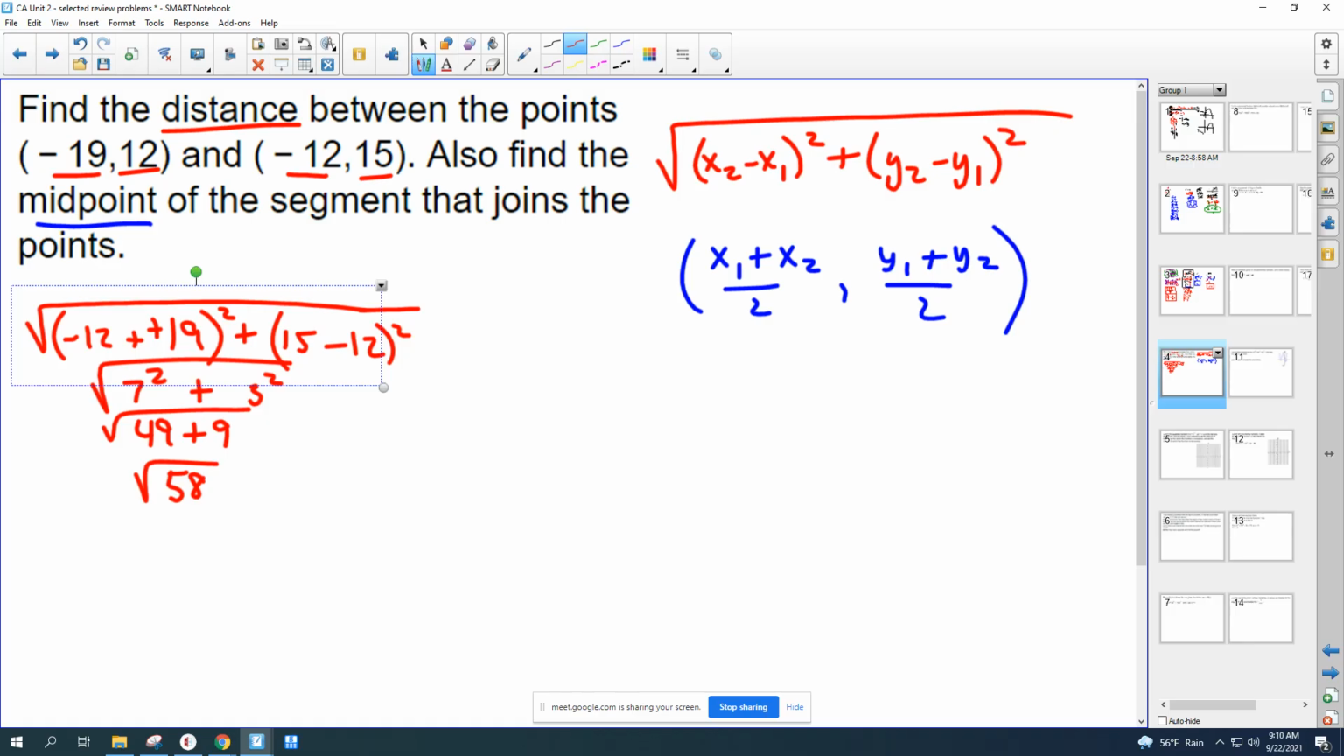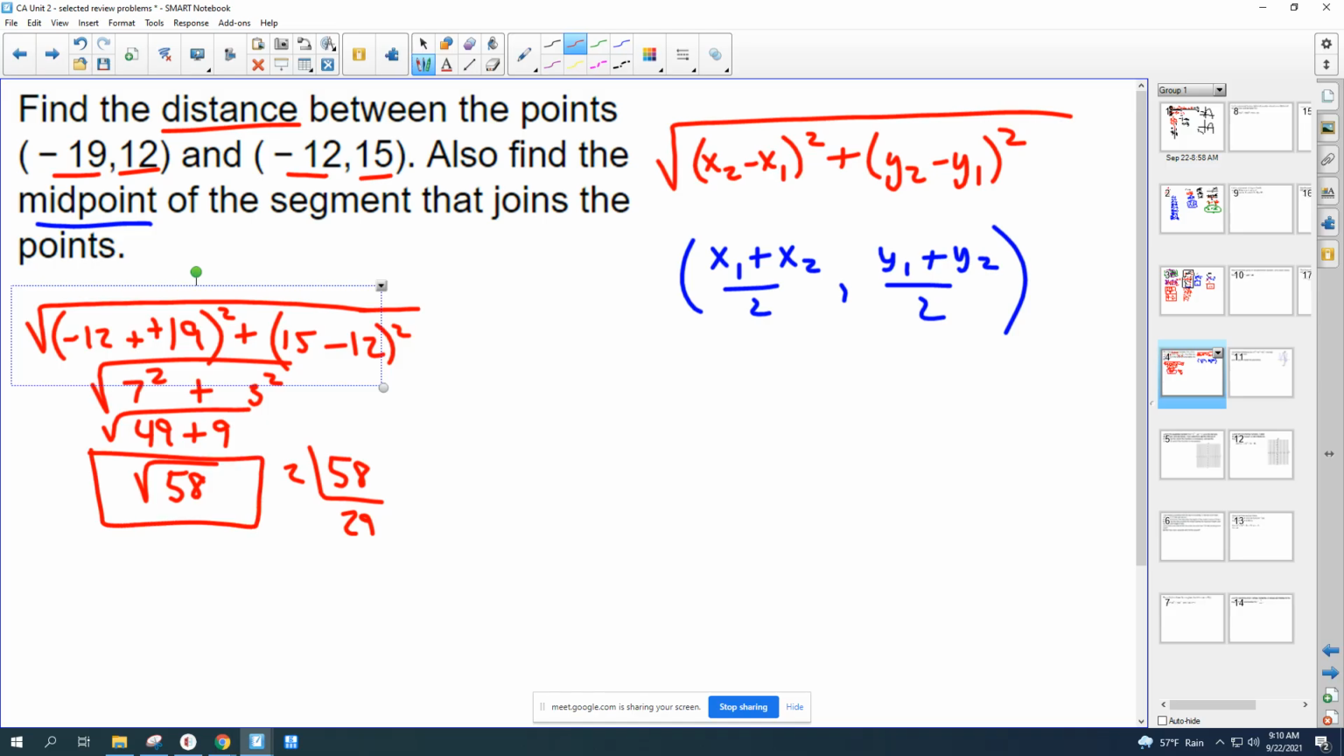All right, the square root of 58 might break down. It's kind of hard sometimes when you have to look at it. Square root of 58, can I break it down? One way, if you can't tell, is to divide by a prime number like 2. If you divide by 2, you get 29. That's prime. I don't have any perfect squares inside there. I can't break that down. And so that's my distance.